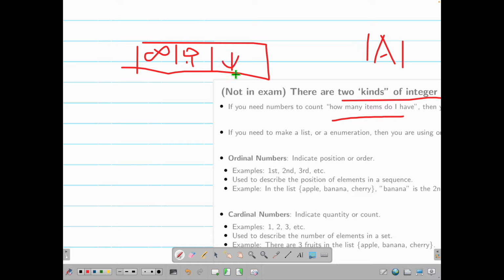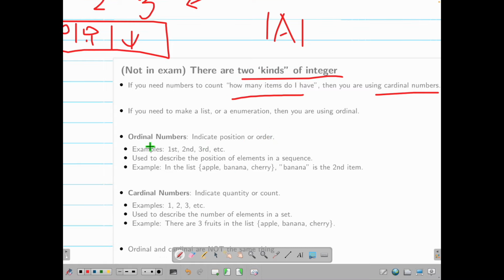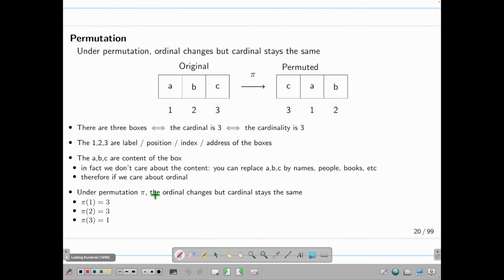Then I need somehow to label the position of these boxes. So I say this is box 1, this is box 2, this is box 3. This kind of number is not cardinality. This kind of number is called ordinal. Ordinal means order. So you have 2 kinds of number: one is called ordinal and one is called cardinal. They are very different. And what is permutation?